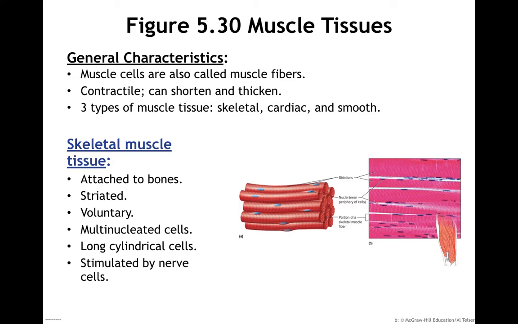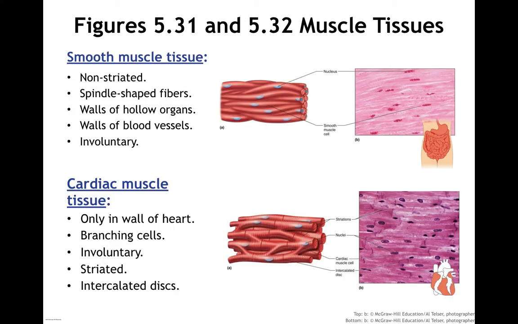So the first is the skeletal muscle. That's what we'll look at when we look at the muscular system. Skeletal muscle is attached to bones. It is striated, voluntary, multinucleated, and the cells that make it up are long and cylindrical. Skeletal muscles are stimulated by nerve cells, and we'll talk in great detail about what happens at the neuromuscular junction for muscle cells.